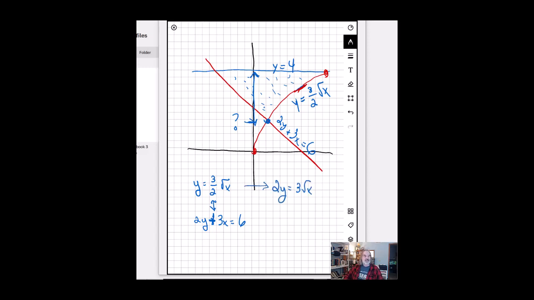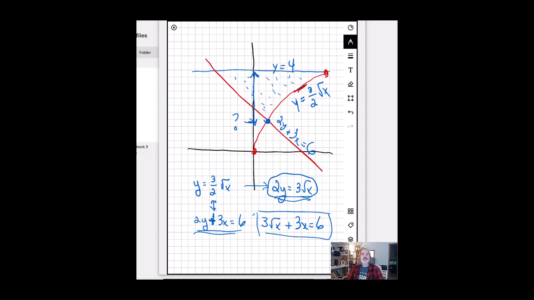So when we ask this curve where it intersects this curve, the intersection happens when 2y plus 3x is 6, or when 3 square root of x plus 3x equals 6. So we need to solve this for x and then return a y coordinate. Now, there's some algebra that you can do here, but I will suggest that if we just look at that and think really hard, we can figure it out.